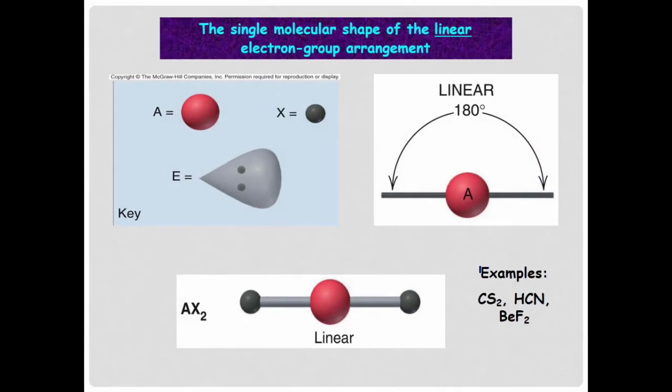For linear arrangement, it has one center atom and 2 terminal atoms, so the symbol is AX2 without lone pair. Okay, the angle for this molecule is 180 degrees. Examples are CS2, HCN, and BeF2.